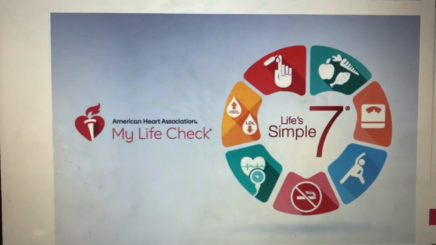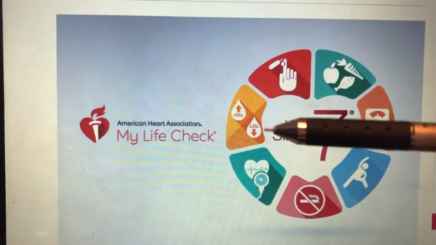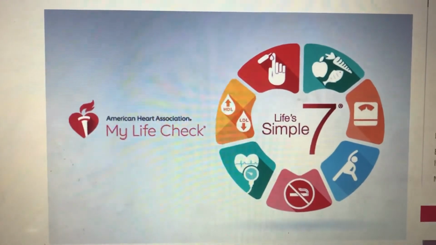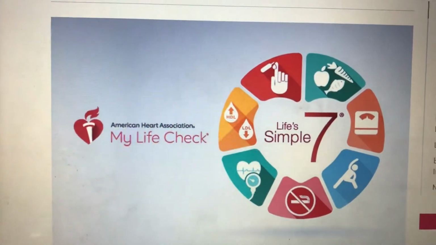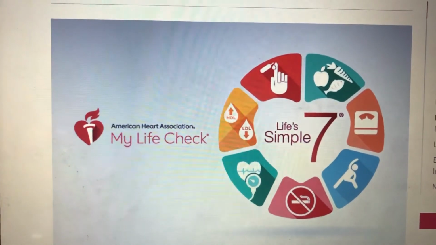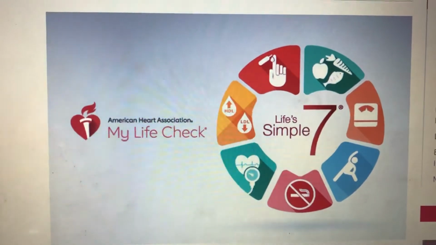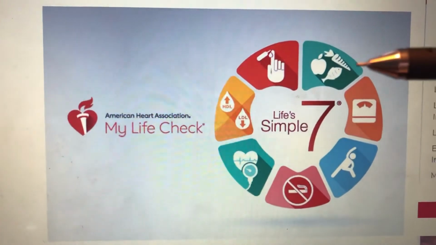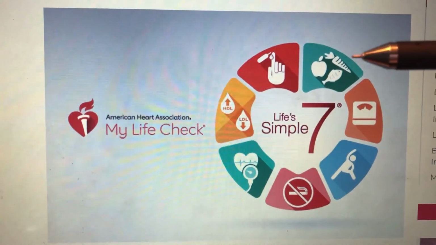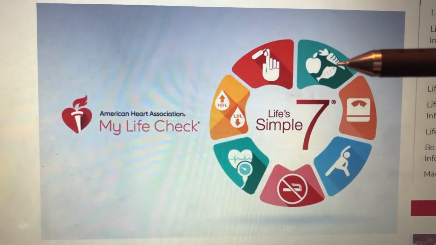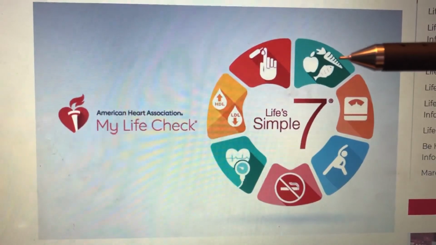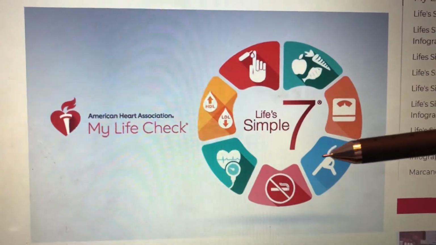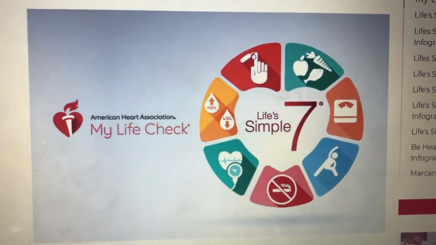Keep your cholesterol, your HDL cholesterol high and your LDLs low. And that has to do with your diet and exercise. Keep your blood sugar at a good amount, especially if you're a diabetic. Make sure that you're eating a healthy, balanced diet. I'm not saying you can never eat Doritos, but just make sure you're having all of your healthy food plate each day. Keep your weight at a healthy weight. Exercise, and if you're a smoker, stop smoking.